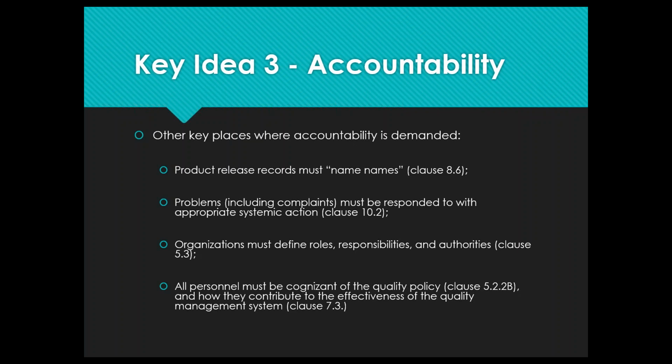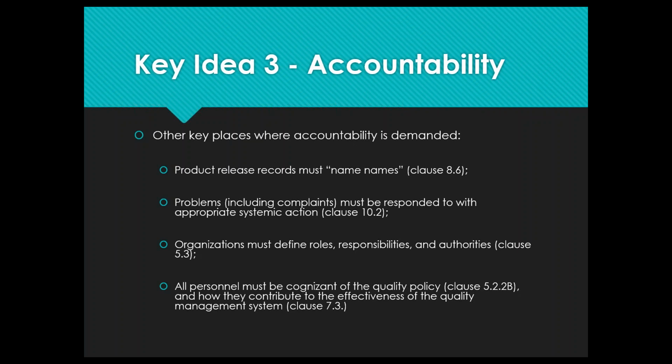Now, this whole idea of accountability comes up in a couple of other key places. Product release records, inspection records, must name names. That's in Section 8.6. That's actually one of the stronger requirements in the standard. Any problems, including customer complaints, have to be responded to with appropriate systemic action. You'll find that in Section 10.2.